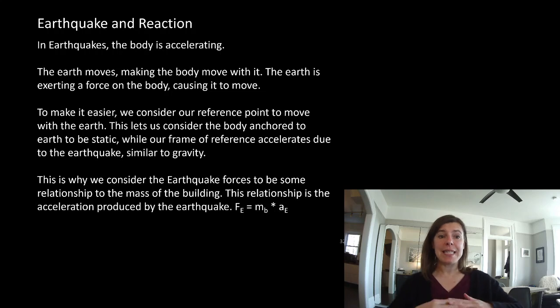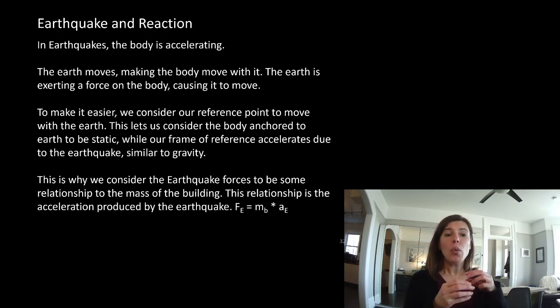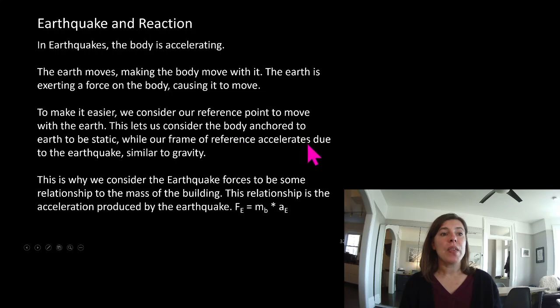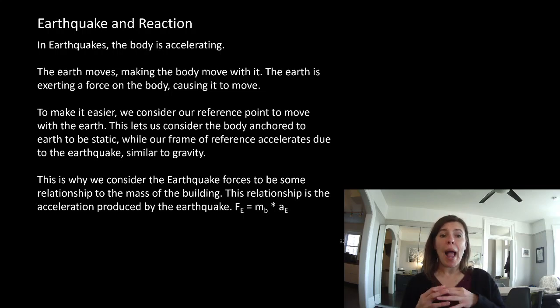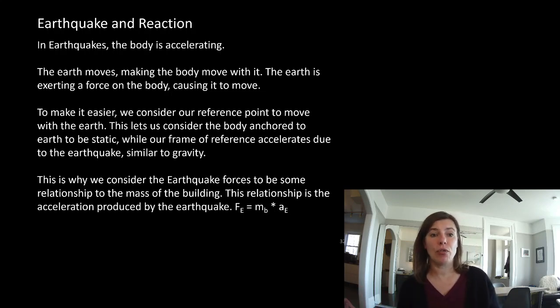The Earth moves and it takes the building along for the ride. The Earth is exerting a force on the body which is causing it to move. To make it easier, we consider our reference point to move with the Earth, which contextually makes it seem like the building is staying still or anchored to the ground and it's static, and we apply a load that is the acceleration caused by the earthquake, similar to gravity, which is why when we did our earthquake calculations, it was a percentage of gravity. It is saying that the ground is trying to accelerate our building with a force equivalent to a percentage of gravity.